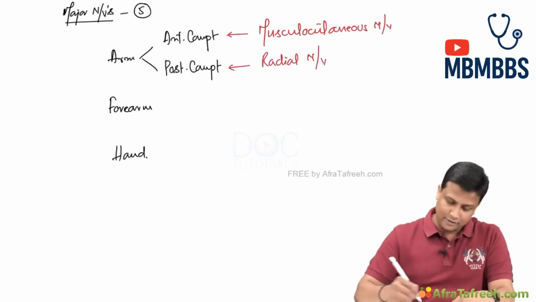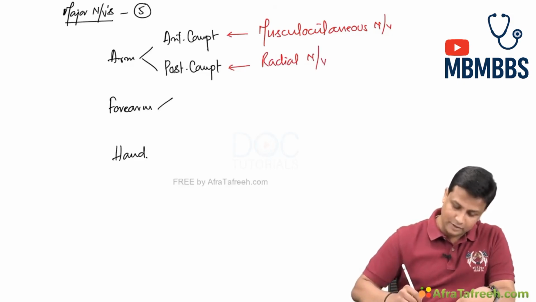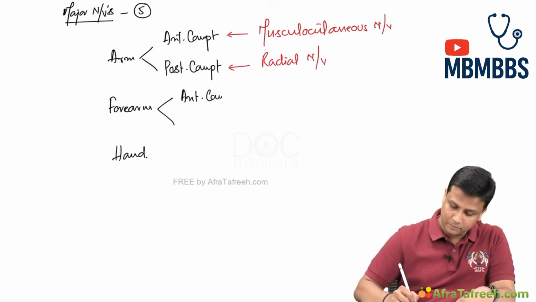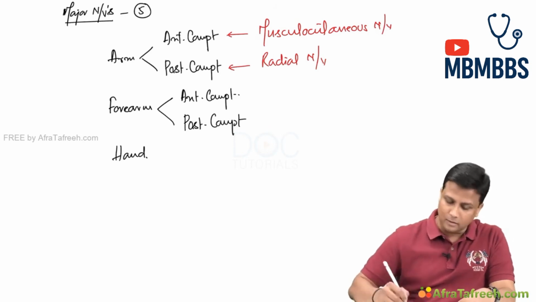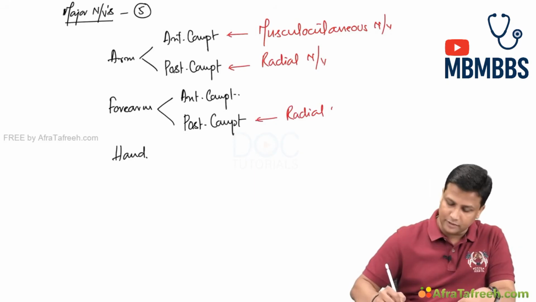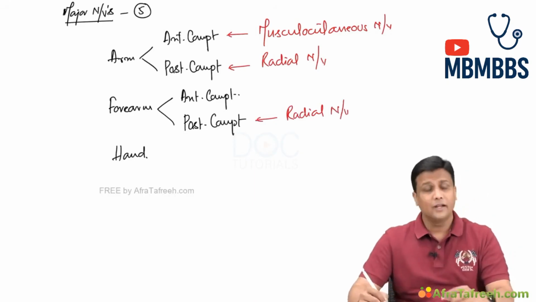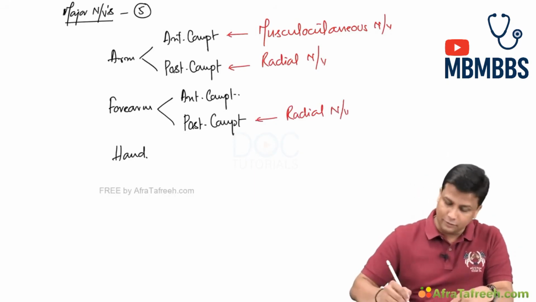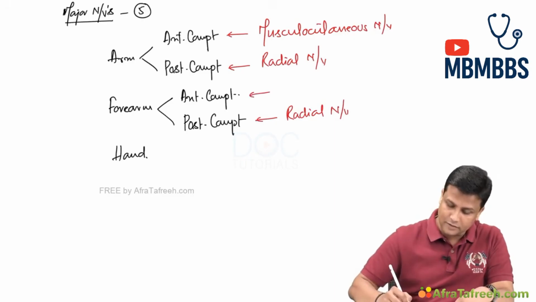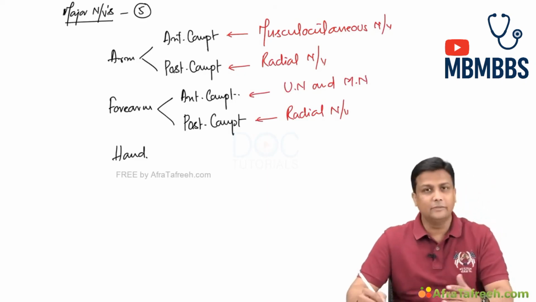Next one. In the forearm, all the muscles are again divided into two compartments. One will be the anterior compartment and another one will be the posterior compartment, guys. And all the muscles in the posterior compartment are supplied by which nerve? They are supplied by radial nerve. Fine. And the muscles in the anterior compartment of the forearm will be supplied by two nerves, that is your ulnar nerve and median nerve.